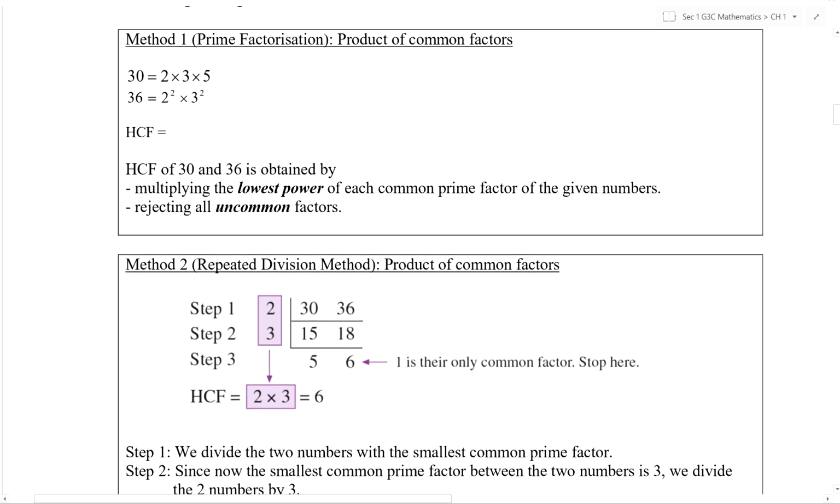It is by using prime factorization, which we learned in part 1. So 30, when you express it as prime factors, is 2 times 3 times 5. 36 is 2 squared times 3 squared. So the highest common factor, and here's the interesting part, I will compare the factors of 30 and 36. I take out the common factors, yes?